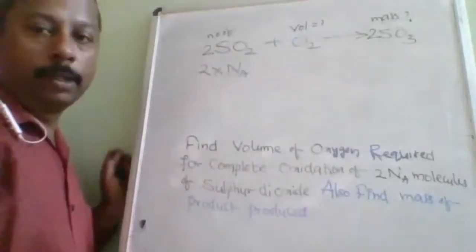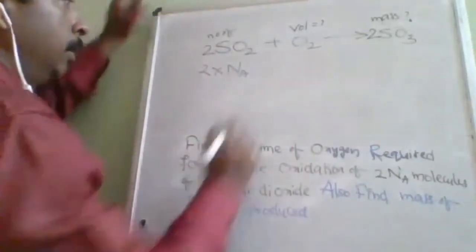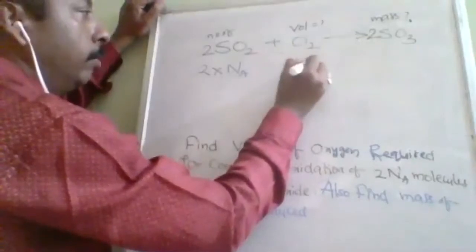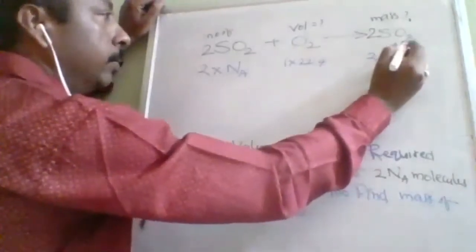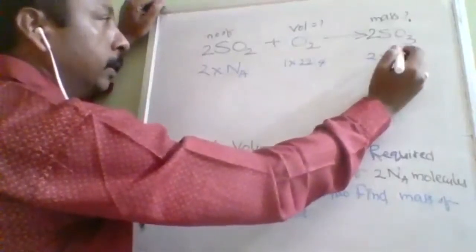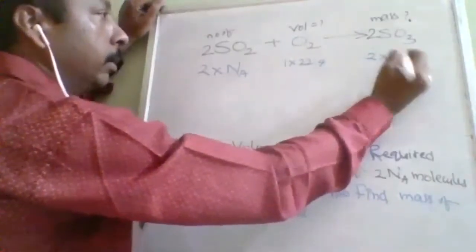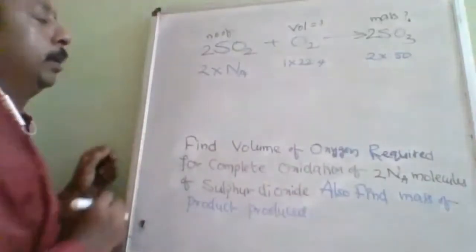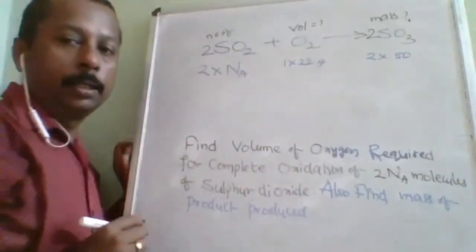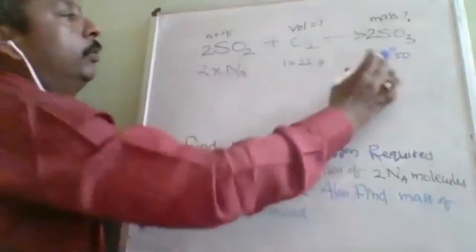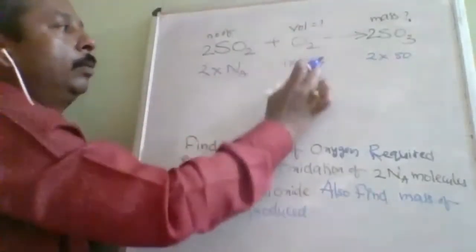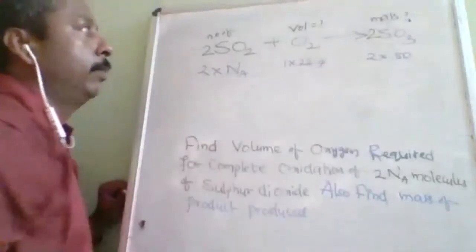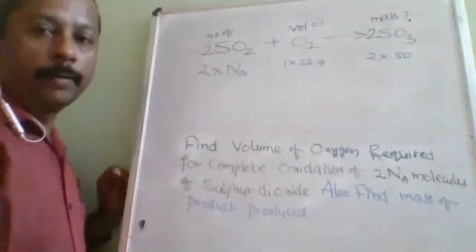Here only 1 mole of oxygen is required, so 1 into 22.4 liter. And for mass, 2 into its molecular mass, which is 32 plus 48, that is 80. So this is how you have to choose these values. Understood? For volume, 22.4 liter; for mass, gram molecular mass; for number, Avogadro number.